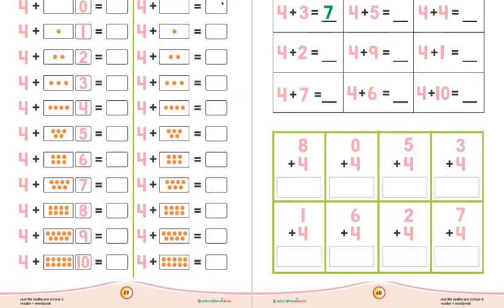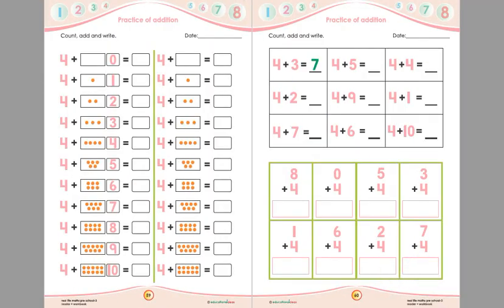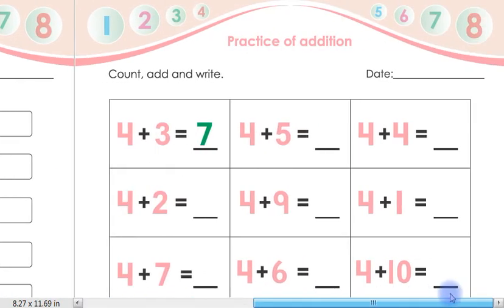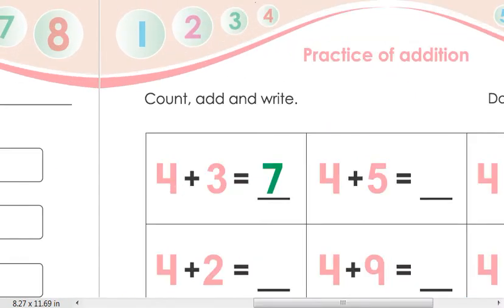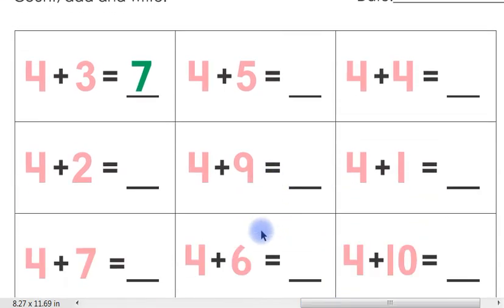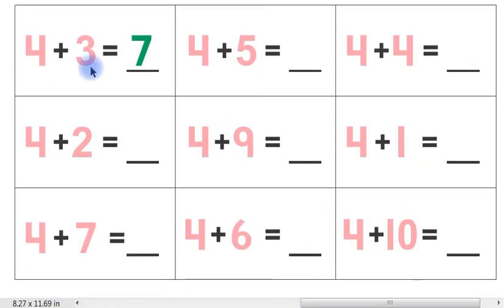This was our page number 59 and this is page number 60. Children, on page number 60 we are going to do the practice of addition. We have to count, add and write. Look at this, children. 4 plus 3 equals 7, that's why this is number 7. Likewise, 4 plus 5 equals 9. Children, you have to write number 9 here.